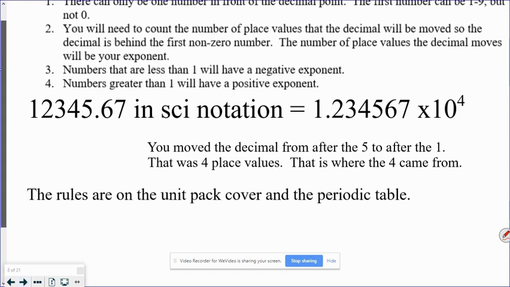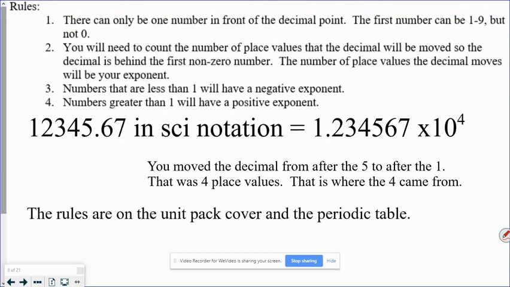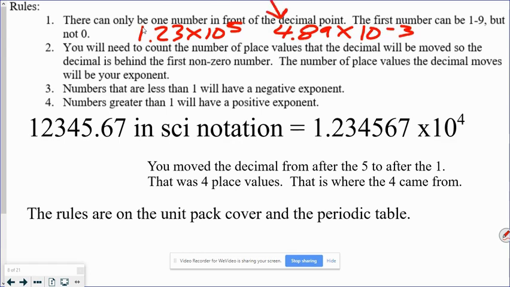There are some rules, and these rules can be found on your unit pack cover on the back side. It says there can only be one number in front of the decimal point. So that means in scientific notation, 1.23 times 10 to the 5th, 4.89 times 10 to the negative 3rd. There can only be one number in front of the decimal point, and that one number can't be a 0. So that's one of the main rules.